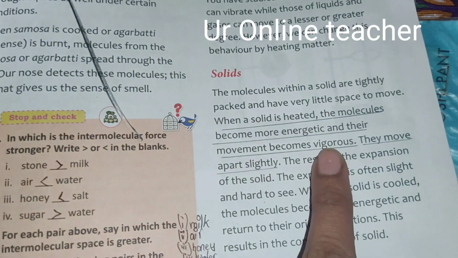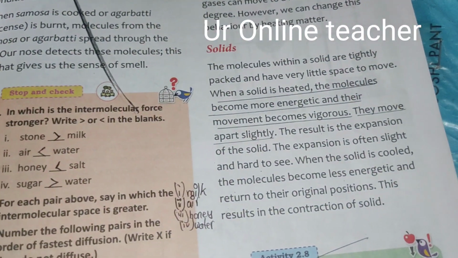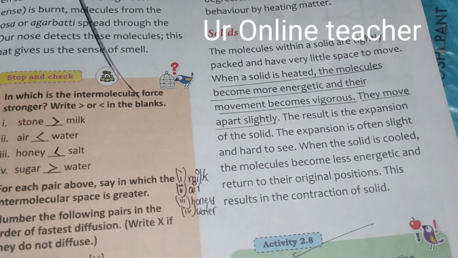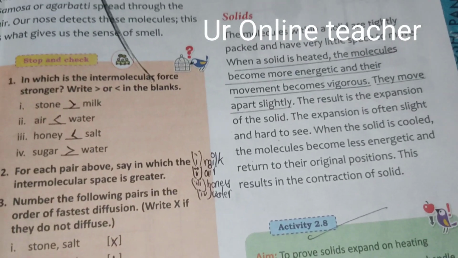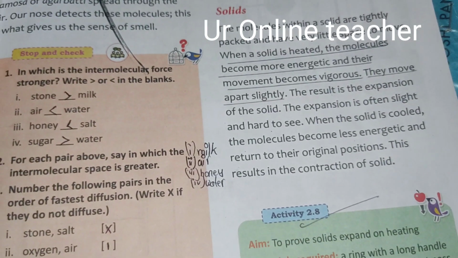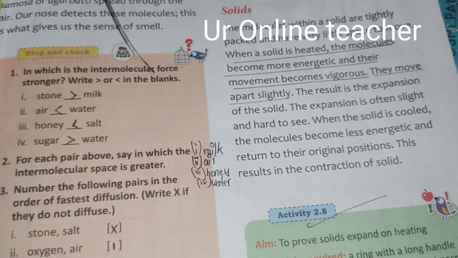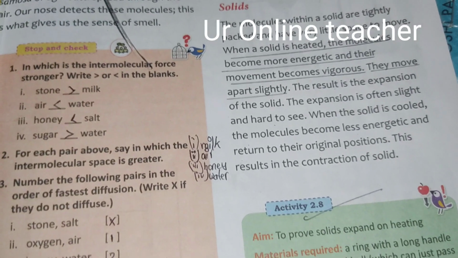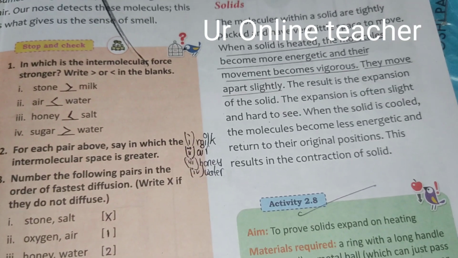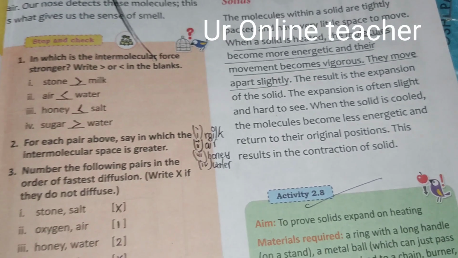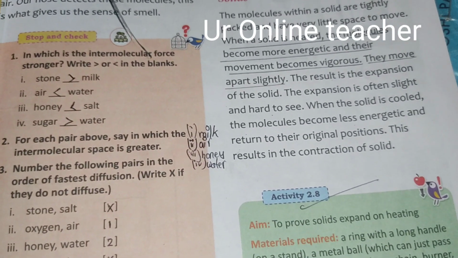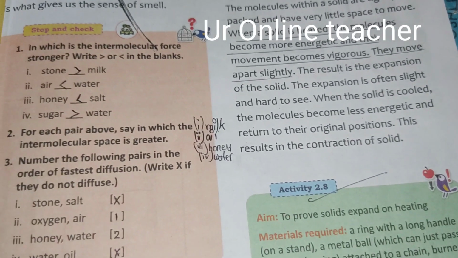When a solid is heated, the molecules will become more energetic because of kinetic energy. More energy is produced. Their movement will become vigorous. Vigorous means very fast. And they move apart slightly. This results in expansion of solids. This expansion is often slight and we cannot see this.